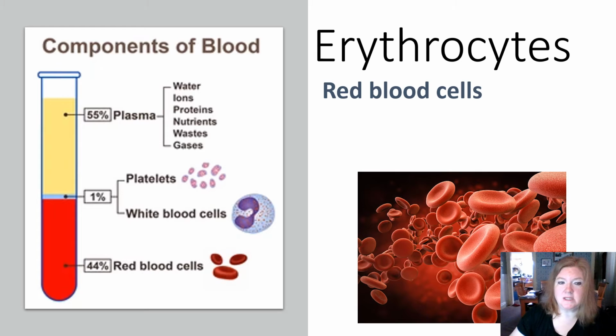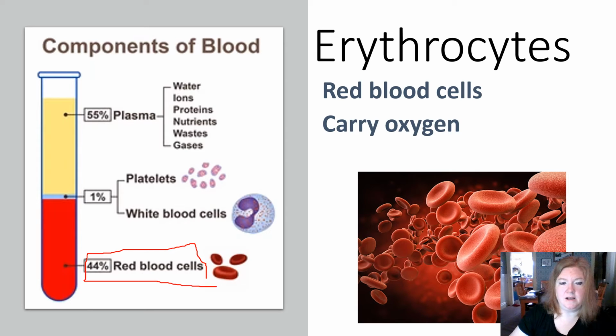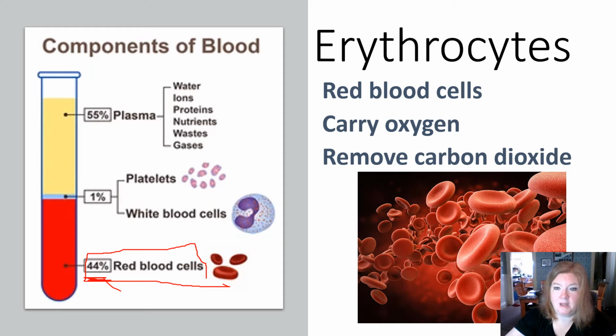Erythrocytes. Erythrocytes are red blood cells and they carry oxygen. And you can see they have the greatest mass because when you centrifuge, they go to the bottom. And look at that really high percentage. A lot of your blood is made up of red blood cells. They also remove carbon dioxide.